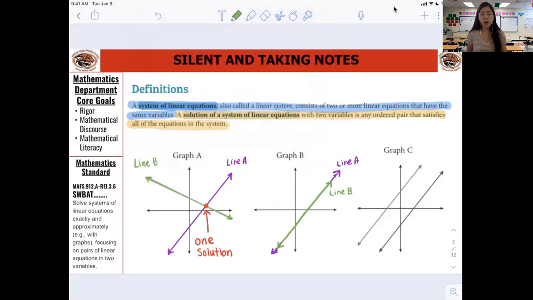Now, a solution is the place where the two lines touch. But what's happening here? Are they touching one time or no times or kind of all the time? All the time. They're touching all the time, right? Like if you think about it, they're touching over here, over here, over there, over here, over here, over here. Basically every single place where they are, they're touching, okay? Because one is right on top of the other. So what we call this is infinite solutions.